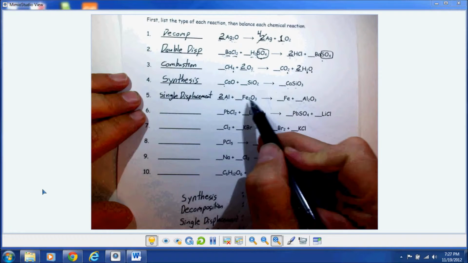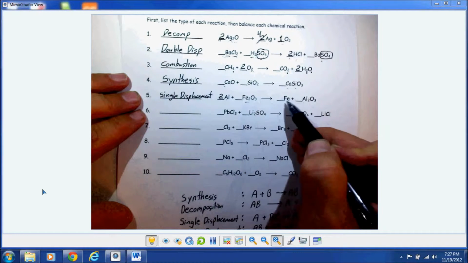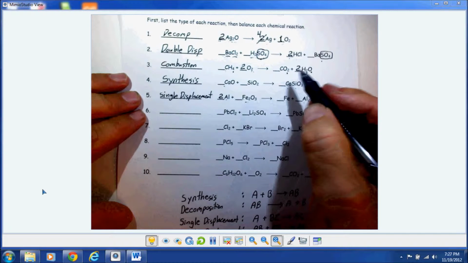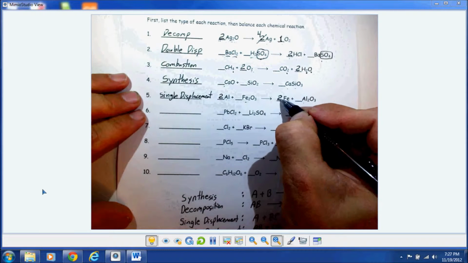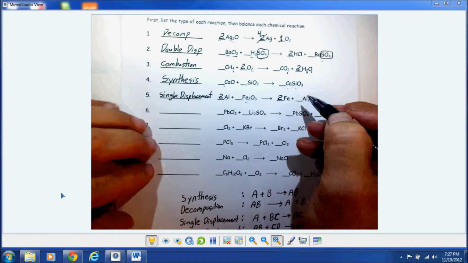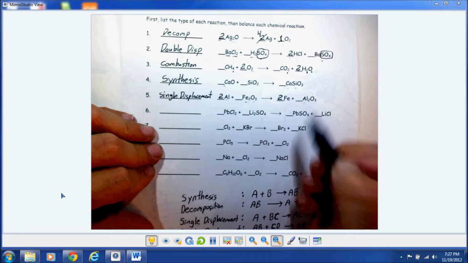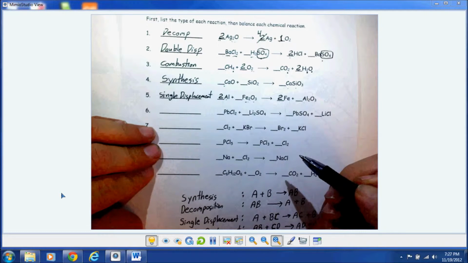If I look at the iron here, I notice that I have 2 irons and only 1 here. So I'm going to fix that by putting a 2 in front here. Lastly, I balance the oxygens, 3 oxygens and 3 oxygens, and this equation is balanced.